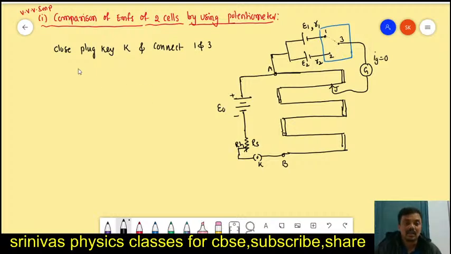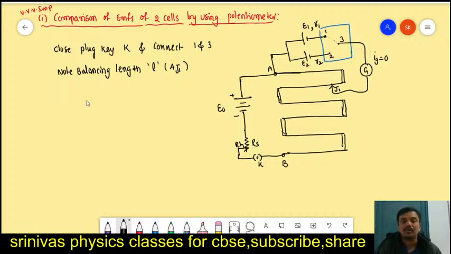That means in this case, according to the potentiometer principle, we write the potential difference across AJ. Close the plug key and connect 1 and 3. Press the jockey at various points and note the balancing length as L1. Right, this we can take as AJ1, that is equal to AJ1.